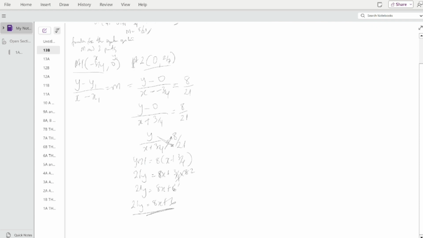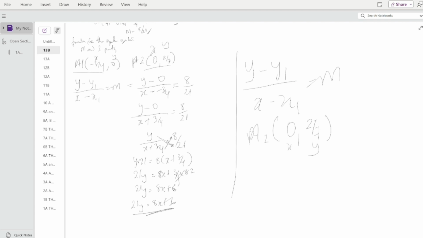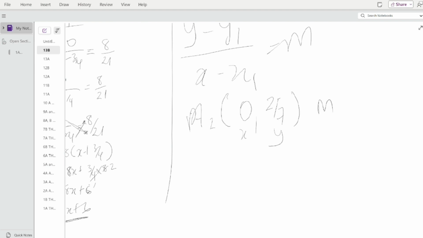Note that we can also use the second point to find the same equation for our line and we'll still get the same answer. Let's try it to prove it right or wrong. So we have our formula for the equation of a line as y minus y1 over x minus x1 equals m. For the second point, this is our x and this is our y. Our second point, let's write it here, is 0, 2 over 7, where the 0 stands for our x and the 2 over 7 stands for our y. And we know our m to be 8 over 21.